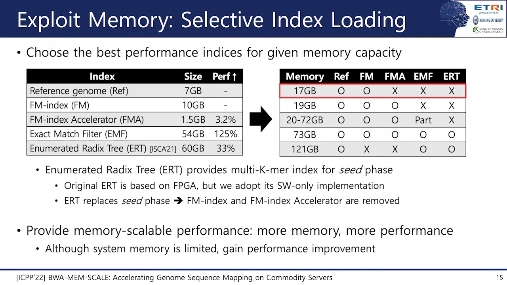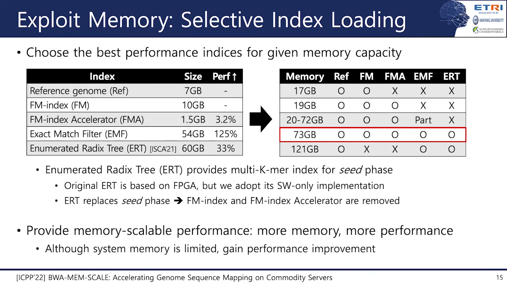The minimum index size of BWA-MEM-SCALE is 17 GB. This is the same as BWA-MEM-2. With 17 GB, BWA-MEM-SCALE only uses the reference genome and FM index. If 2 GB are additionally available, BWA-MEM-SCALE applies the FM index accelerator. Then, when more memory is available, BWA-MEM-SCALE applies the exact match filter partially, up to 72 GB. When 73 GB of memory is available for indices, all exact match filter indices can be loaded into memory.